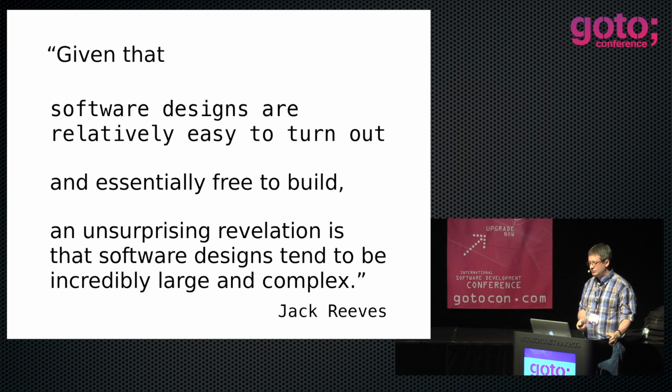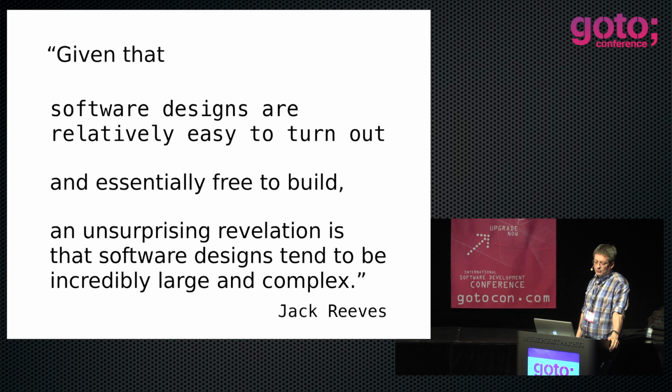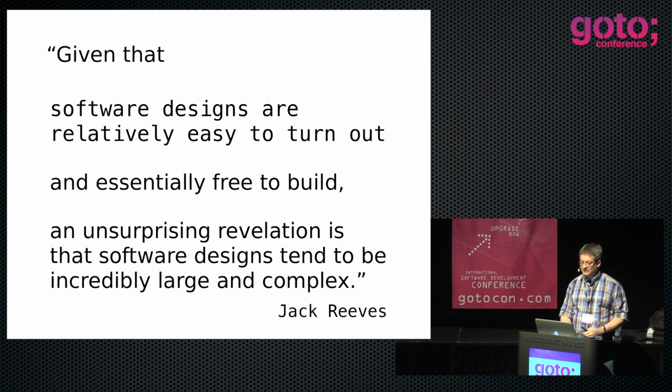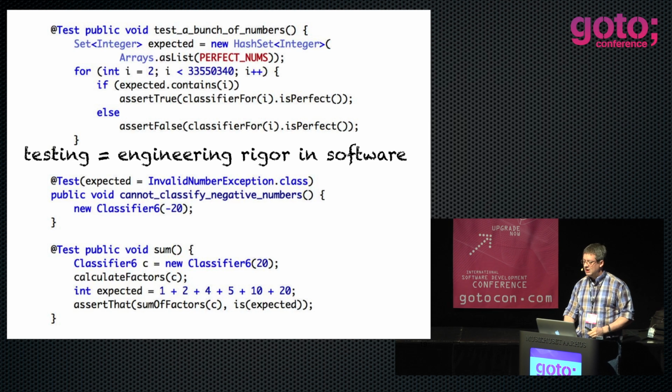And Jack Reeves concludes his essay by saying that given that software designs are relatively easy to turn out and essentially free to build, an unsurprising revelation is that software designs tend to be incredibly large and complex. I think they're likely some of the most complex things that humans create because we don't have some of the same constraints that other kinds of engineering have.